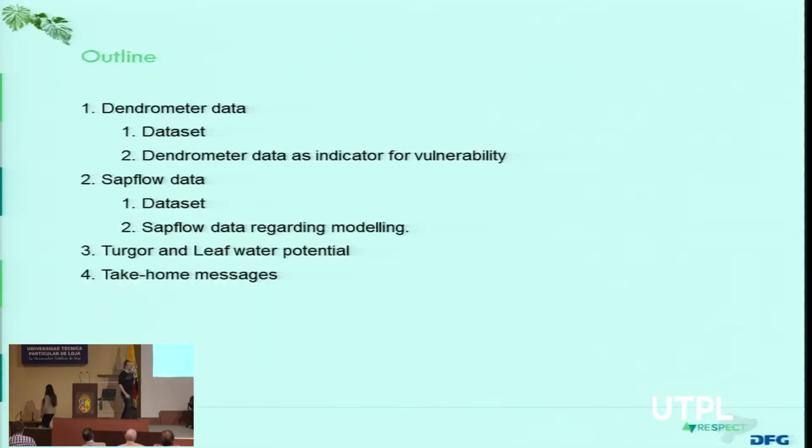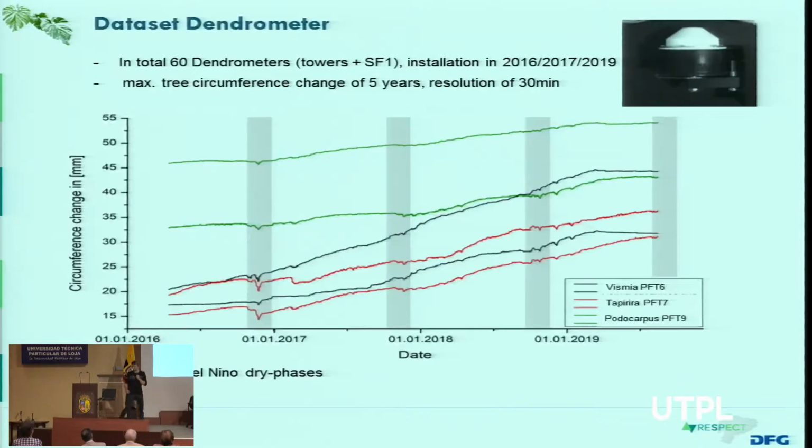So, first of all, a brief outline. First I will show some dendrometer data. I will show the data set. I will try to show that dendrometer data works as an indicator for vulnerability. Then I will show some sap flow data, regarding modeling. I'll just do this for Matthias. And then I will also show some turgor and leaf water potential. And then I will show some take-home messages, because at the moment we don't have any conclusions yet. So first of all, you see a data set of dendrometer.